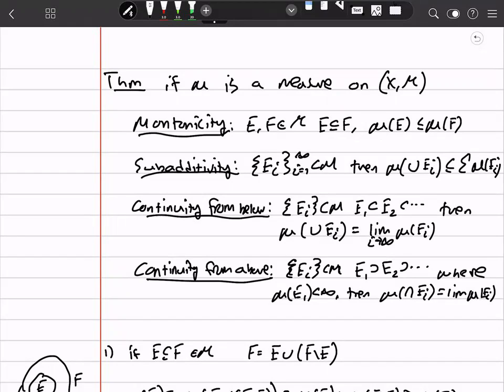And we have continuity from above and continuity from below. Continuity from below states that if we have a nested increasing sequence, then mu of the union of the E sub i's is the limit of the measures of each of the individual E sub i's, and continuity from above says the opposite. If we have a decreasing sequence where the measure of the first set is finite, then the measure of the intersection is going to be the limit.